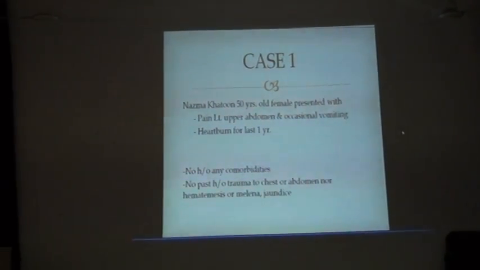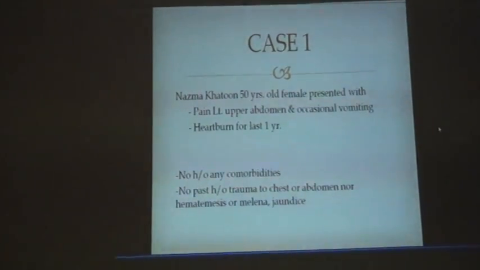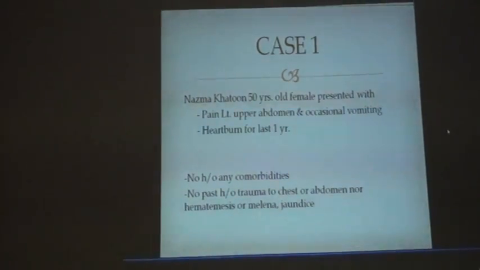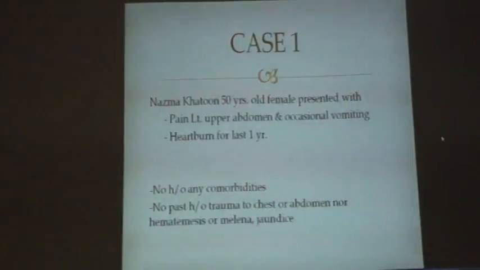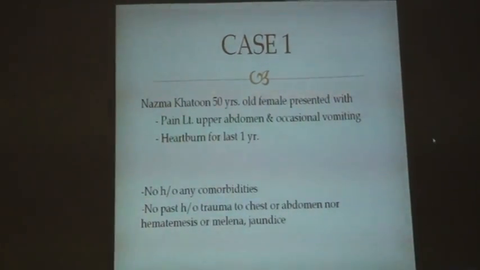Abdomen with occasional vomiting and heartburn for the last 1 year. No other history of any comorbidities, no history of trauma to the chest or abdomen, no history of hematemesis, melena or jaundice.